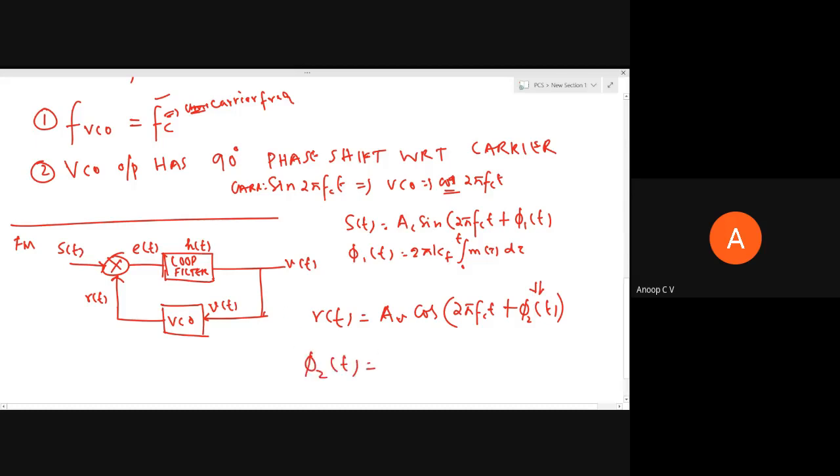φ2(t) can be written as 2π k_v, where earlier we had 2π k_f, the frequency sensitivity of the FM modulator. Here k_v is the frequency sensitivity of the VCO, times the integral from 0 to t of V(τ) dτ. So this is φ2(t).